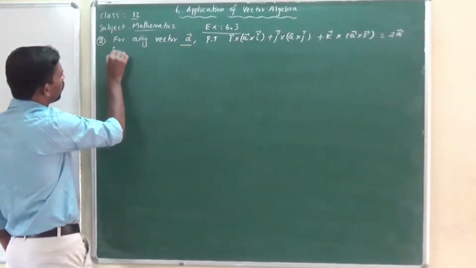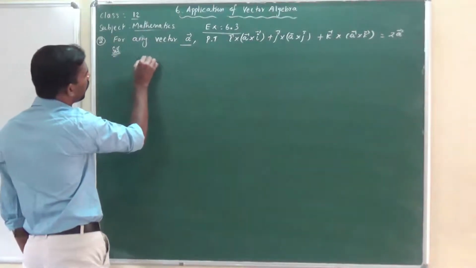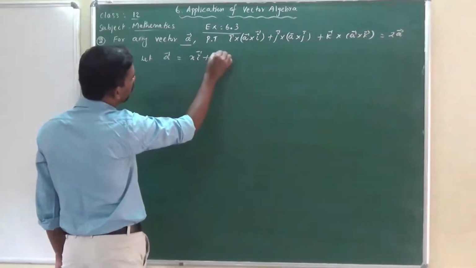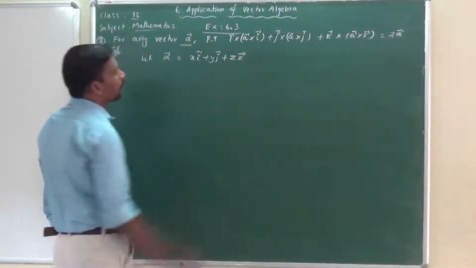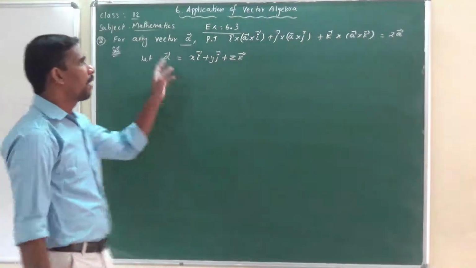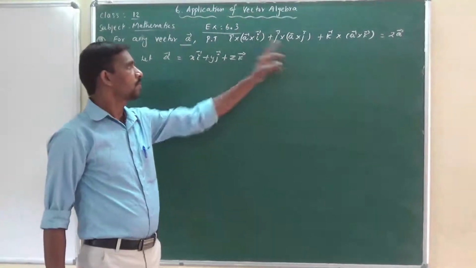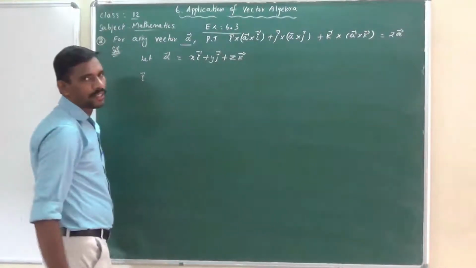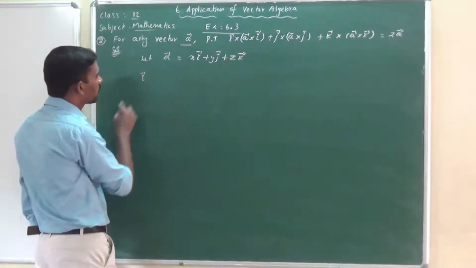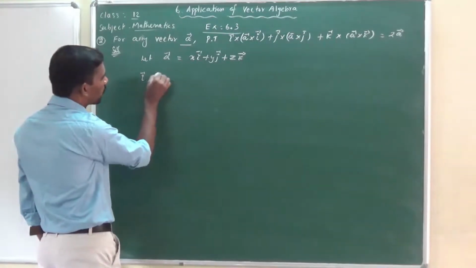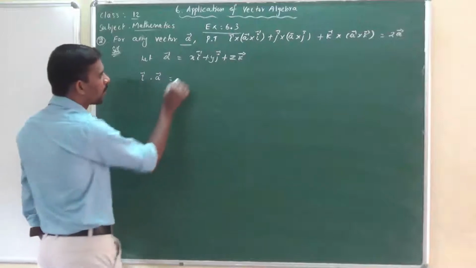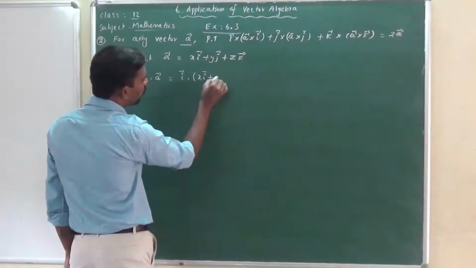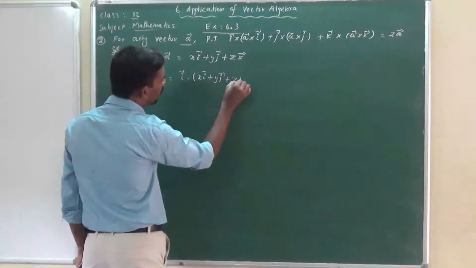So I take A vector as xi vector plus yj vector plus zk vector. Before I prove this one, I multiply with the unit vectors along with A vector. All the unit vectors along with A vector. That is I vector dot A vector. What is I vector dot A vector? So I vector dot, what is A vector? Xi vector plus yj vector plus zk vector.